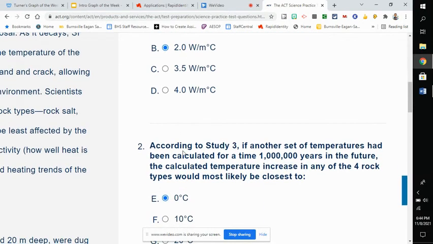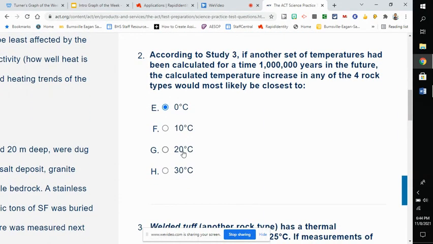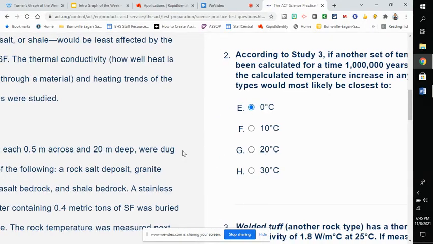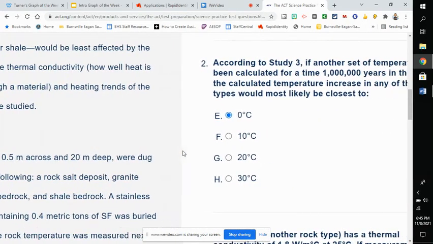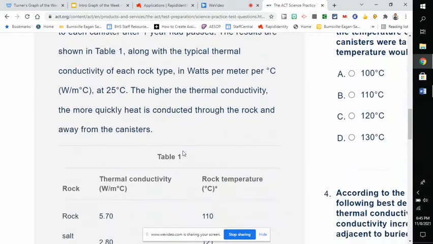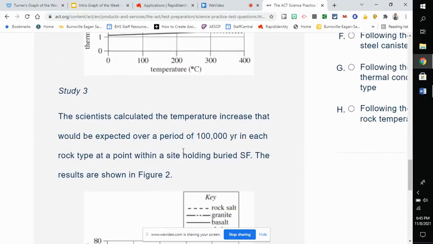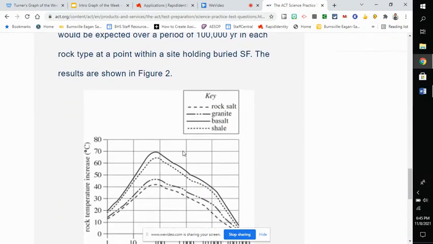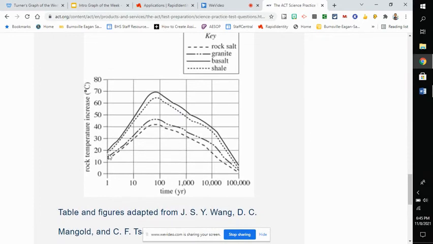Okay, it says, according to study 3, if another set of temperatures had been calculated for a time a million years in the future, the calculated temperature increase in any of the 4 rock types would most likely be closest to what temperature? All right. So we have to go to study 3 and look at a million years in the future. Here's study 3. Okay. And now here's the graph.